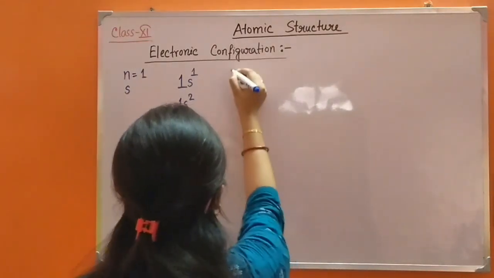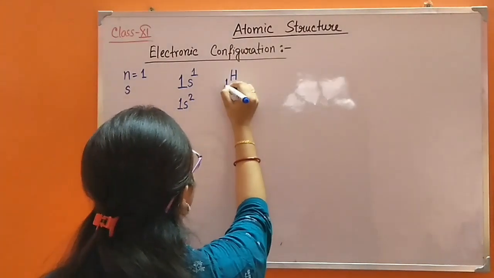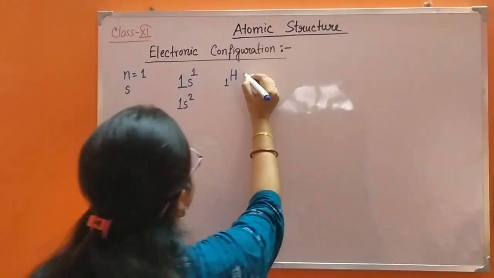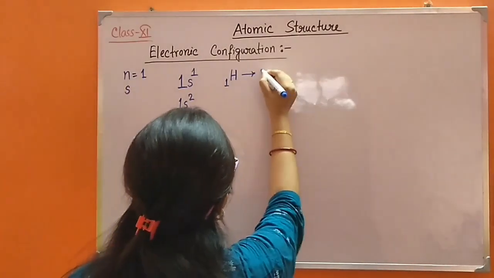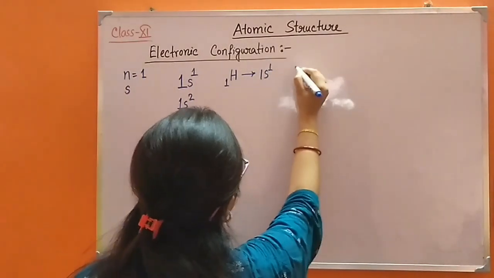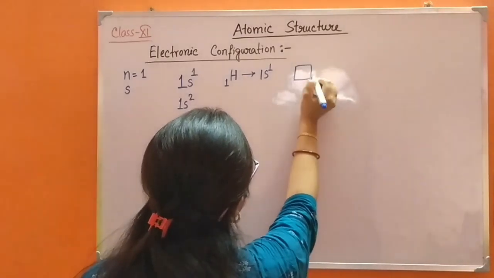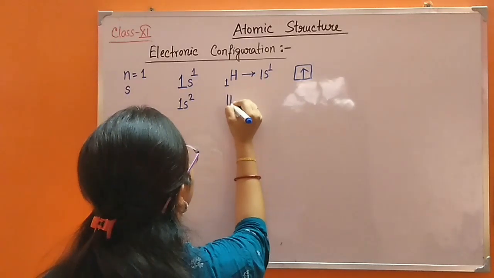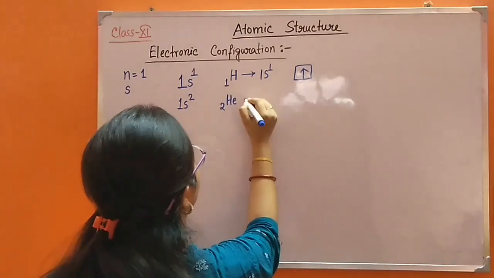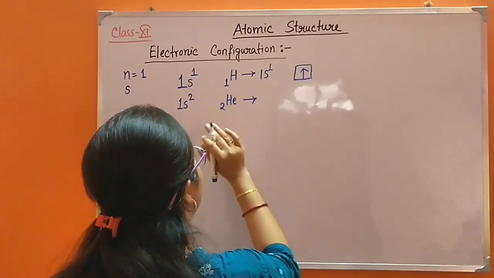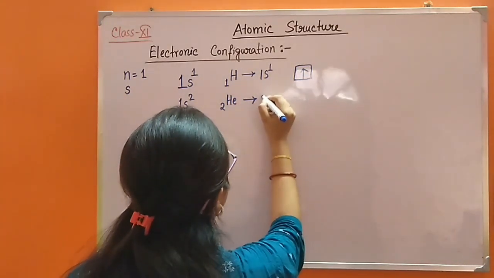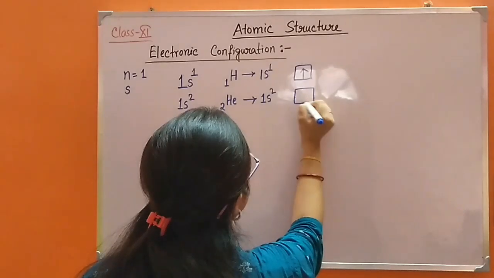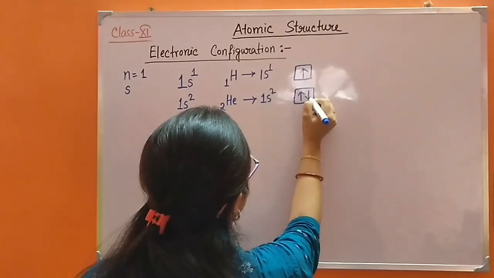So for hydrogen, atomic number is 1 and 1 electron is present in hydrogen. The electronic configuration of hydrogen is 1s1. This is the 1s orbital and only 1 electron is present here. For helium, atomic number 2 and electron number is also 2. So electronic configuration is 1s2. So in the 1s orbital, 2 electrons are present.